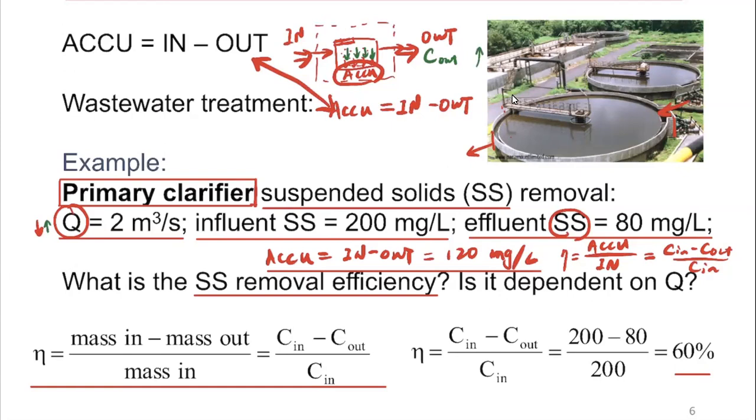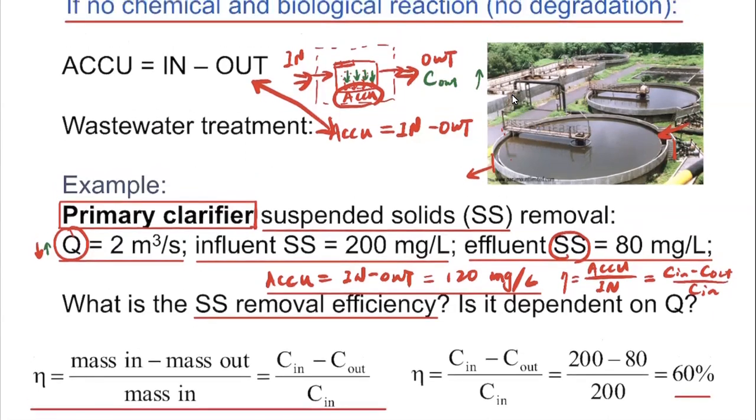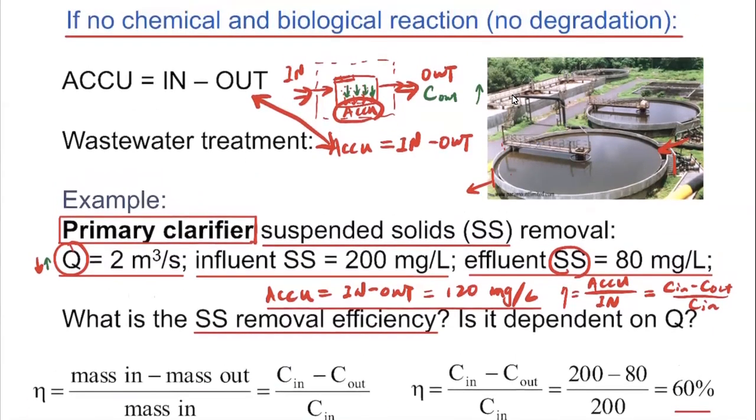But for this problem, it already provided you with the effluent SS concentration, so we don't need to worry about this process or how the flow rate is going to affect the outflow concentration, simply because we already have this value here. So because of that, it's not dependent on the flow rate of the wastewater. Okay. So this is a simple example where we can use the mass balance to look at the removal efficiency of certain pollutants within the wastewater.